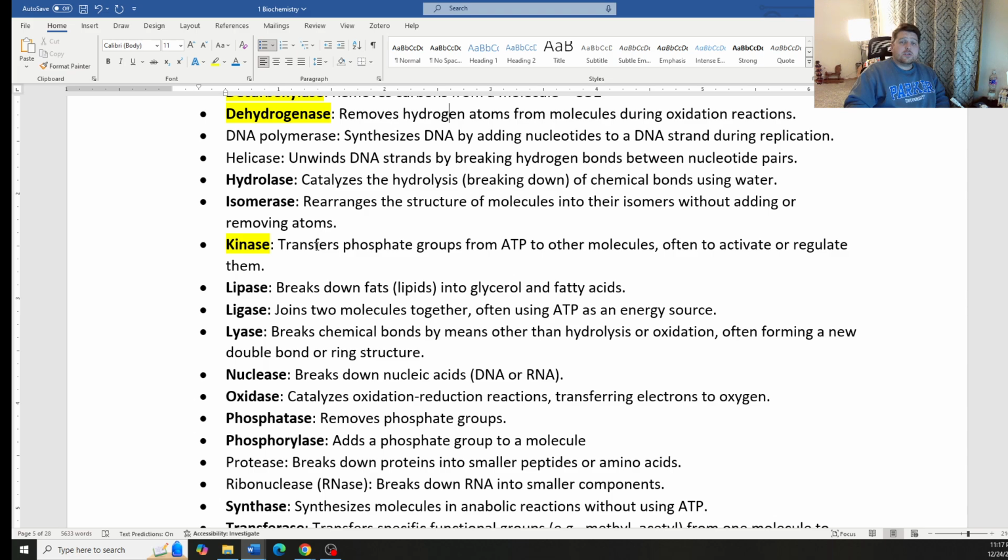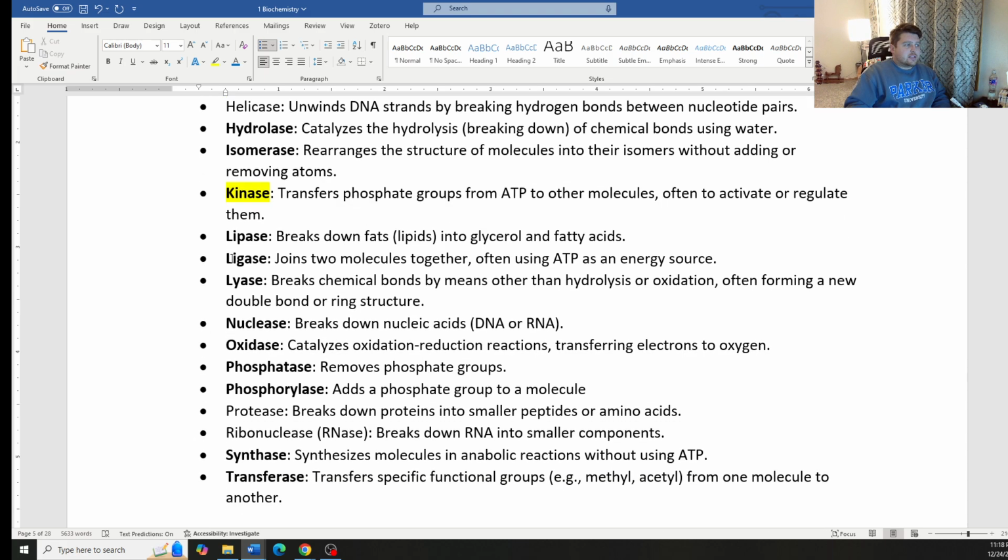Kinases, these transfer phosphate groups, typically from ATP. So they take a phosphate from ATP and they stick it onto another molecule. Lipase breaks down fats. Ligase is responsible for joining molecules together, a lot of times using ATP for that. Lyase, very similar to hydrolase, except not using water. So the hydrolase breaks down chemical bonds using water. Lyase breaks bonds by means other than hydrolysis or oxidation.